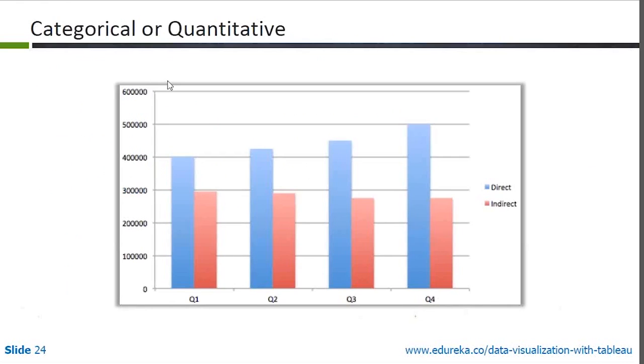So this one, categorical or quantitative? Anybody? What is this chart all about? Is it showing you category or quantity? The chart which you see right now. Okay.